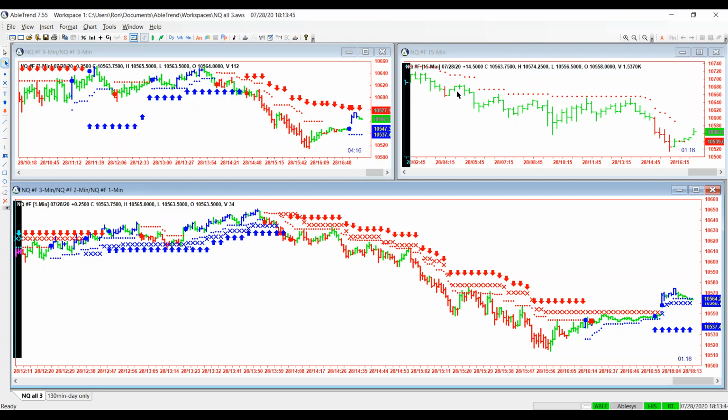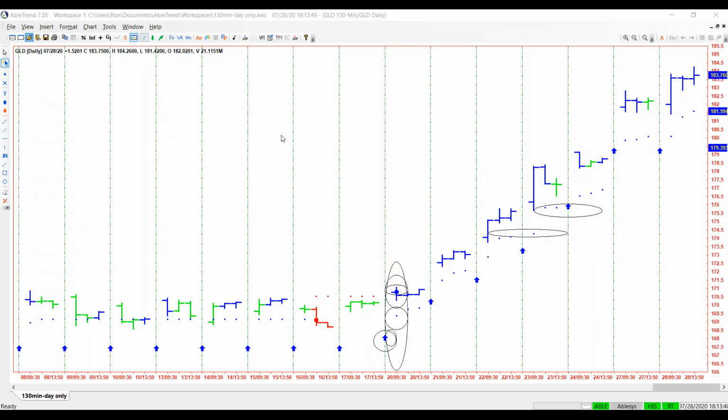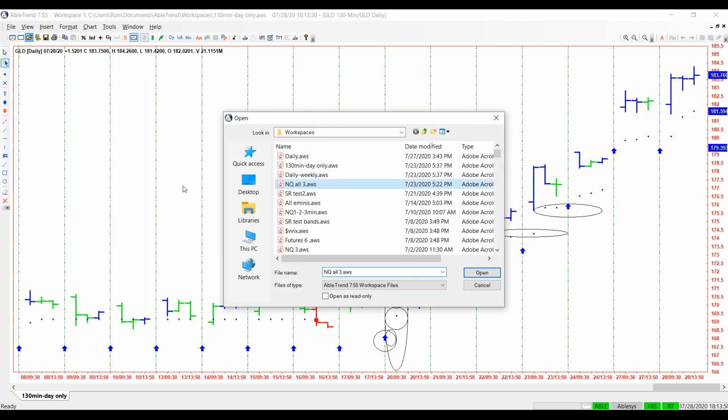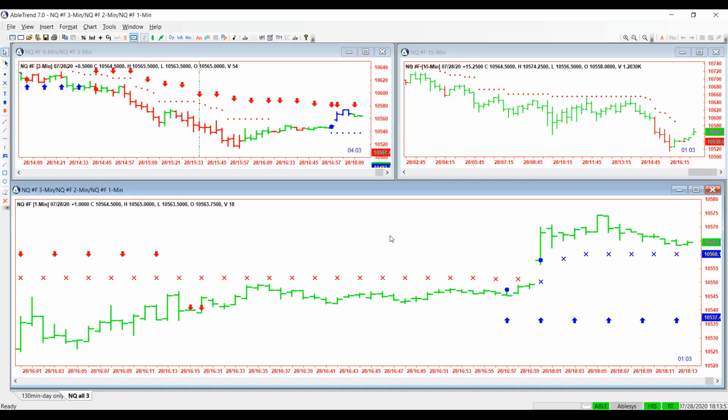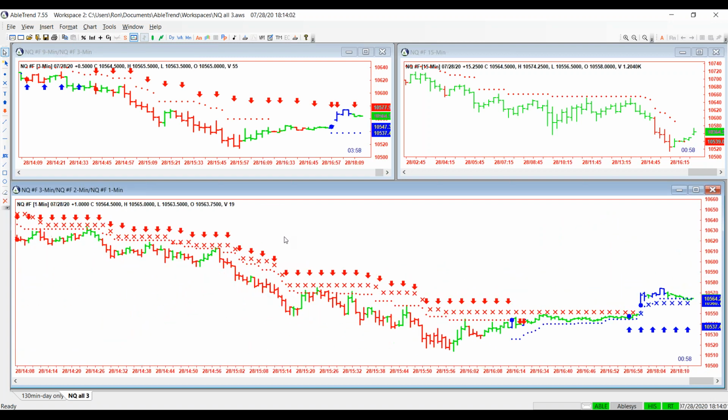Let me get rid of this. One second here. Let me just make a little correction here. Sometimes you get that little black line that you just saw, and I just wanted to refresh it.